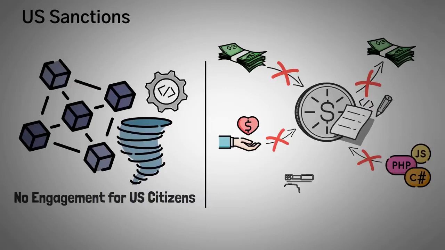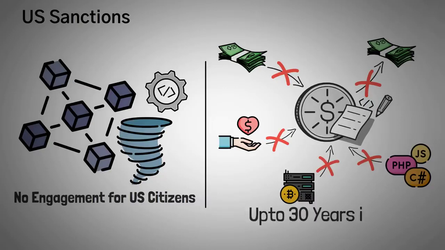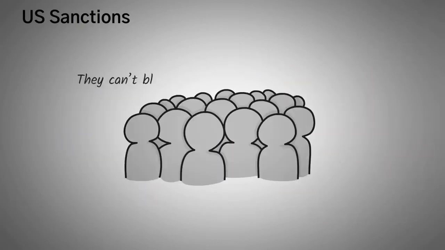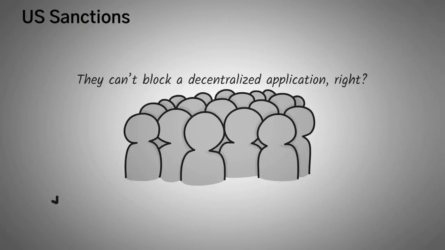More questionably, you might even be guilty if you're found mining a transaction that interacts with the application. The maximum jail time, if convicted, could be up to 30 years in federal prison. Now, I know what you're thinking. This is crypto. They can't block a decentralized application, right? Well, technically, it is decentralized, and they said it was very difficult to take down or prevent these transactions.